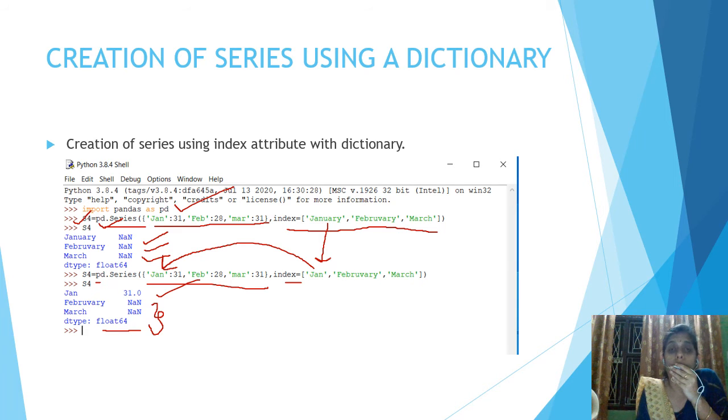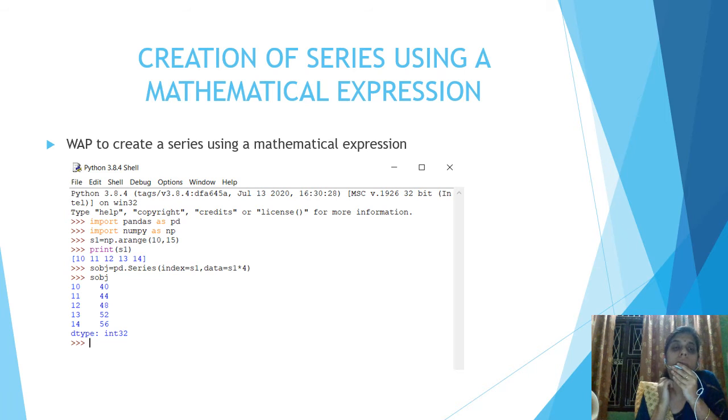So please note down whenever you create a series using a dictionary, there is no need to define the index explicitly, because the keys of the dictionary become the index of the series.